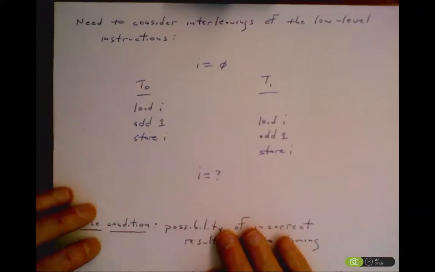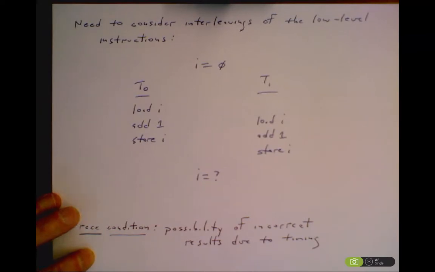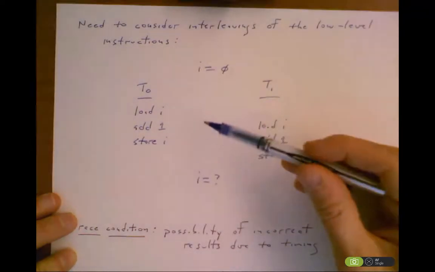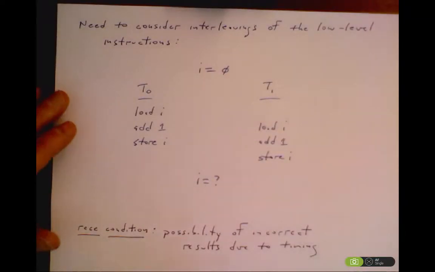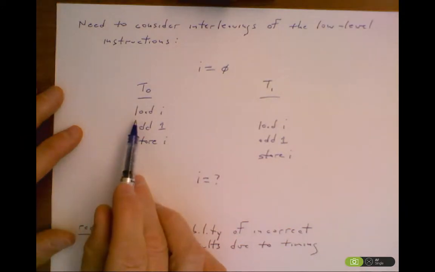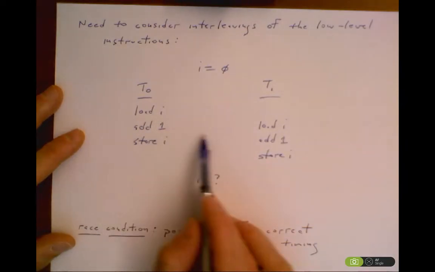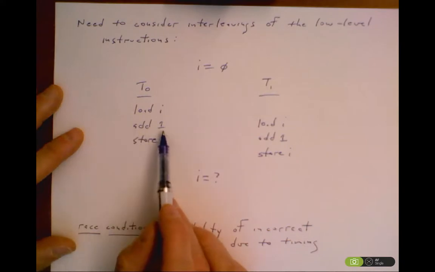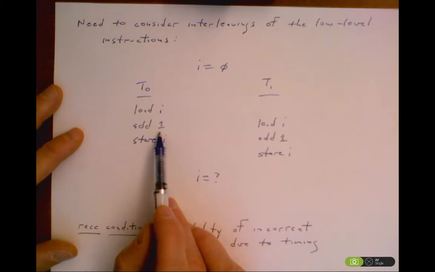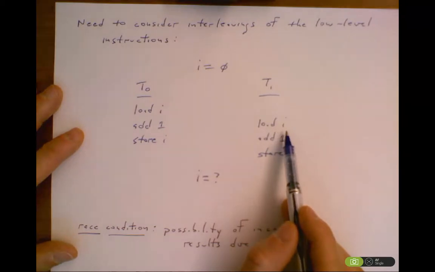Because we need to consider interleavings of those low-level instructions. What the threads are really doing then is this sequence. And here's one possible interleaving where T0 is running a little bit ahead. So it does load I first. And then concurrently, if we think about time going down the slide, at the same time that T0 is adding 1 to its copy of I, which again, remember, is inside the CPU, probably in a register, T1 starts the load. So it loads I, again, from memory.